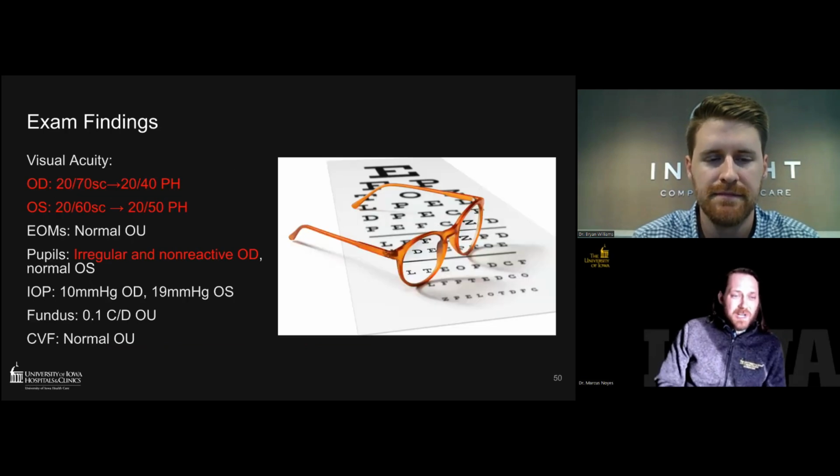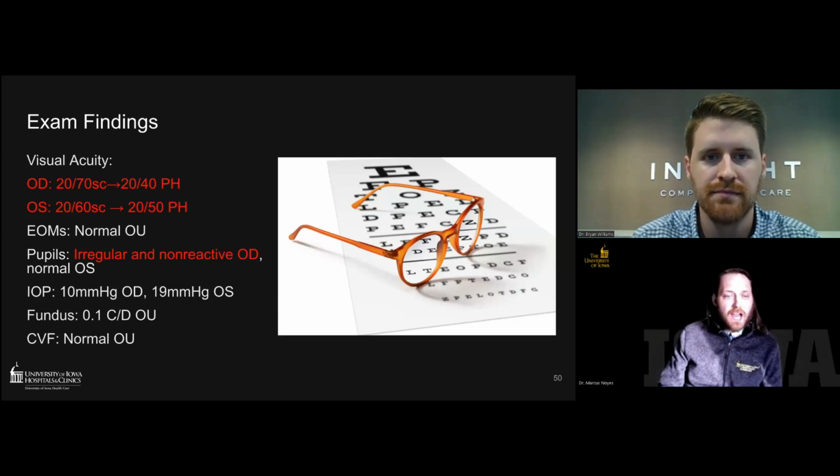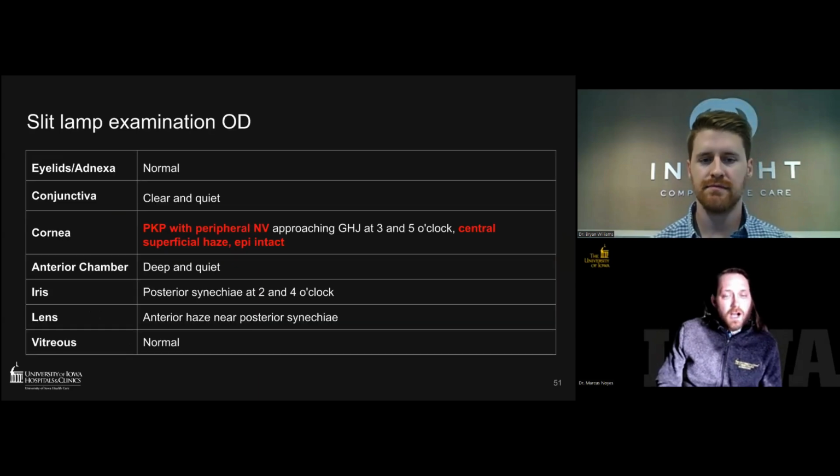Her visual acuity on initial exam was 20/70 and 20/60, pinhole to 20/40 and 20/50, and she did have an irregular pupil that was not reactive to light in the right eye. Everything else was pretty much normal. On slit lamp examination, her right eye, the big takeaway here was she had a PK with peripheral neovascularization, also central superficial haze, but her epi is intact.